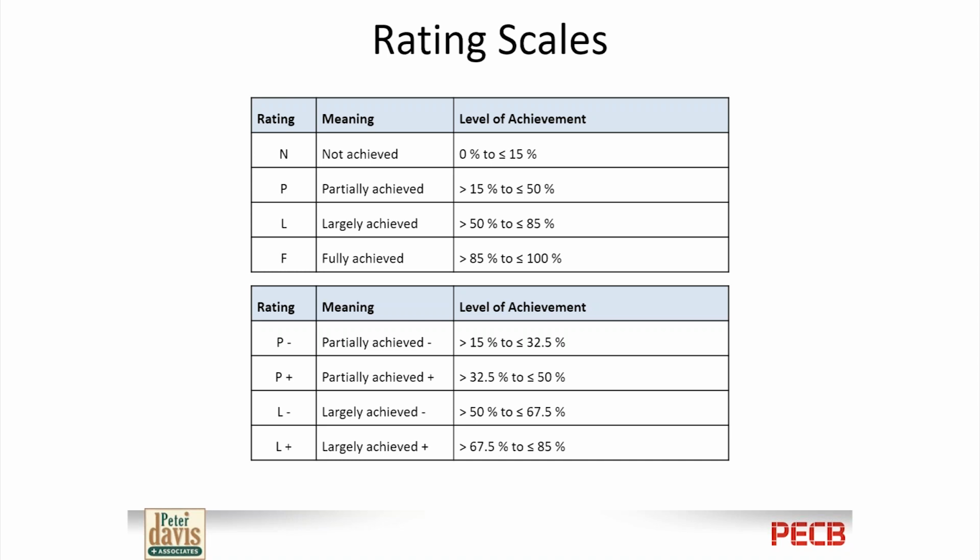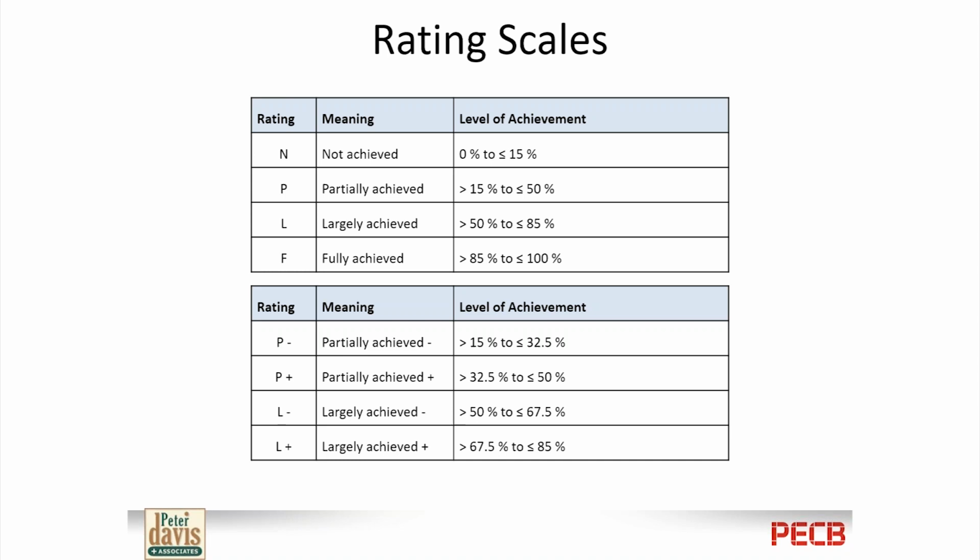When they came out with 33002, a lot of people said that partially achieved, 15 to 50, is a pretty wide range. And what's the difference between 50 and 51? That's pretty tough too. So they decided to break it down a bit. You can see that partially achieved negative, or minus, is now 15% to 32.5, partially achieved is 32.5 to 50, largely achieved negative is 50 to 67.5, and largely plus is 67.5 to 85.